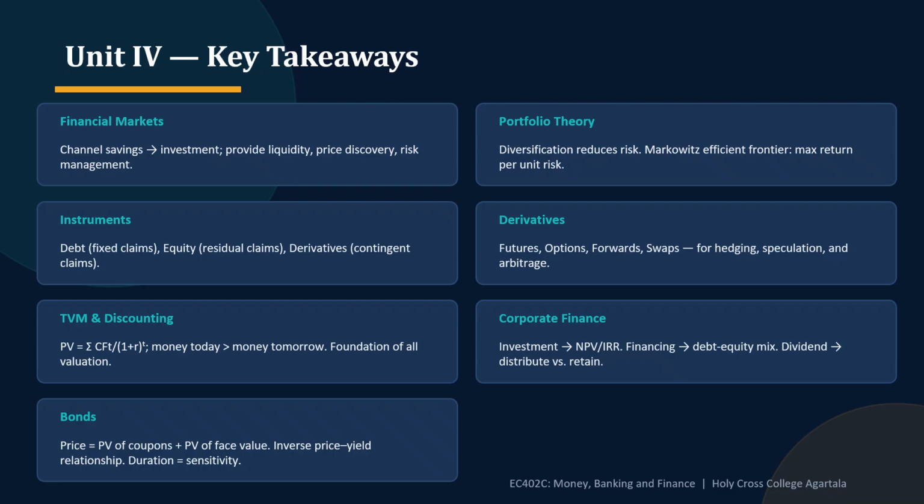In this particular unit, we have seen how financial markets connect savers to investors, the different types of financial instruments, the time value of money and discounting, investment criteria like NPV and internal rate of return, bond pricing and interest rates, diversification, and the efficient frontier. We have also seen the functioning of stock and derivative market, and finally the core decisions in corporate finance. So before your exam, kindly revise, go through each and everything, and if you have any issues, you can simply ask me at any point of time.